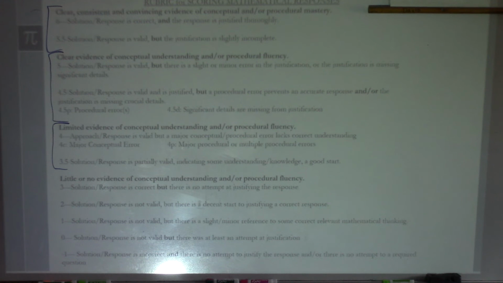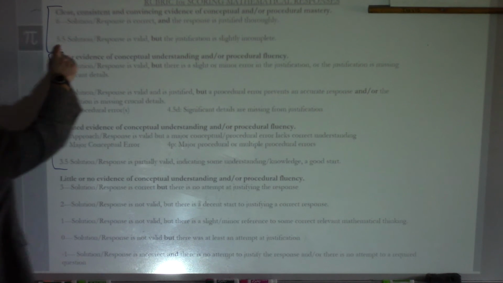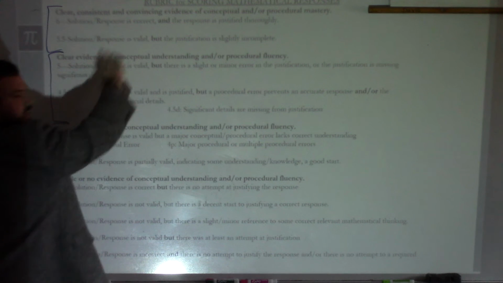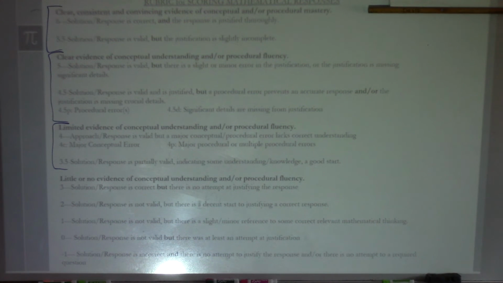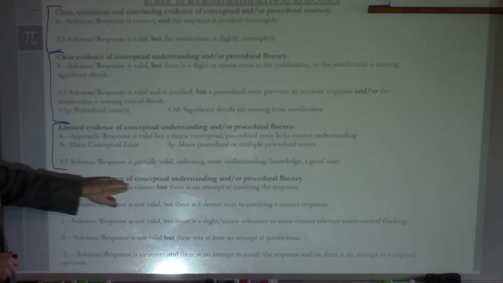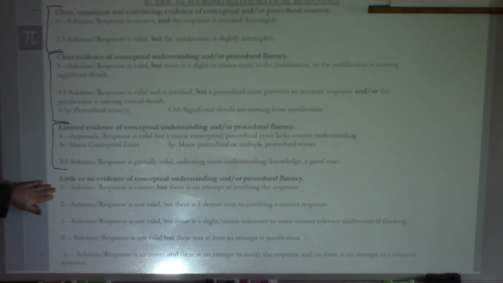5.5. Notice, 5.5 is the lowest threshold for clear, consistent, and convincing evidence. If you show me clear, consistent, and convincing evidence of your mastery, you know what you're doing, right? Does that make sense? So that's my 100, almost every single time. And then I'm going to set a bottom threshold of a 70 right here at a 3 usually, maybe sometimes a 2.5, but a 3 for little or no evidence of conceptual understanding. That average is where I'm looking at a 70.